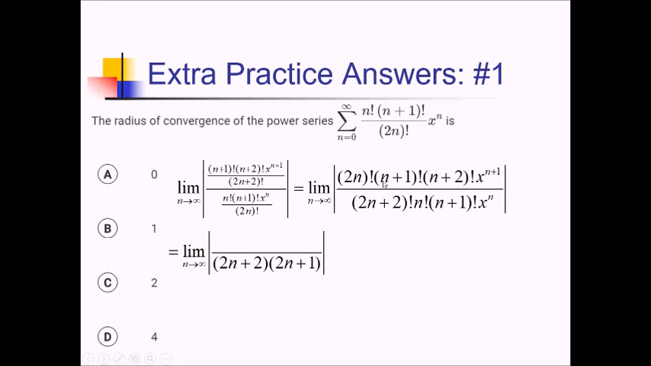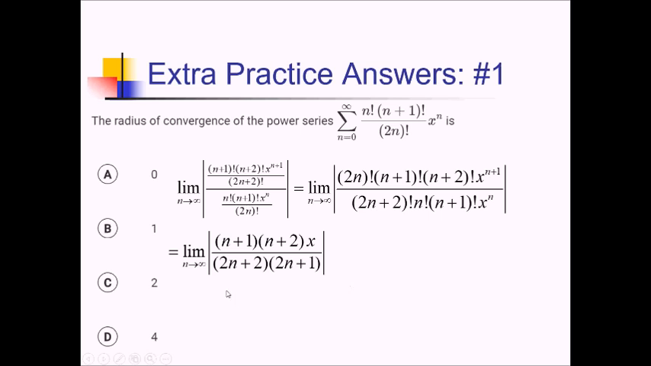Now let's take a look at some more of these things. N plus 1 factorial and n factorial can get reduced to an n plus 1 upstairs. And n plus 2 factorial divided by n plus 1 factorial, if we cancel those, that's going to leave us with just an n plus 2 upstairs. And also these x's can get reduced using our exponent rules. So this is just going to be x to the first power upstairs.